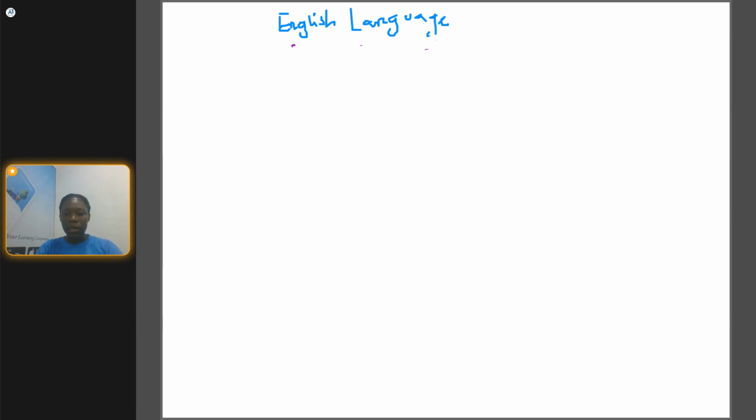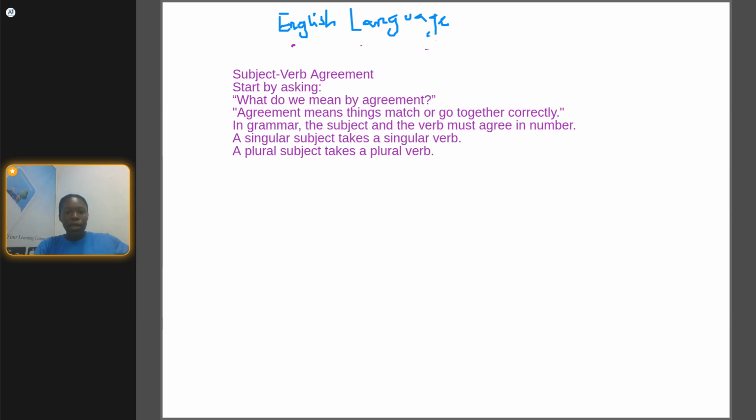Now that we know what agreement means, looking at subject verb agreement, what do you think it means? It basically means that subject and verb in a sentence must go together. They must agree. Let me have some things on the board so that we can all see it. Please, if you are with me, kindly drop a thumbs up so I know you can hear me clearly. All right, thank you.